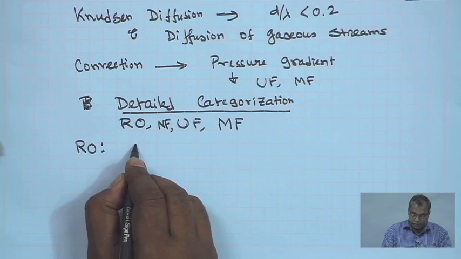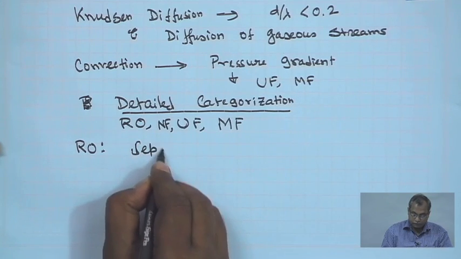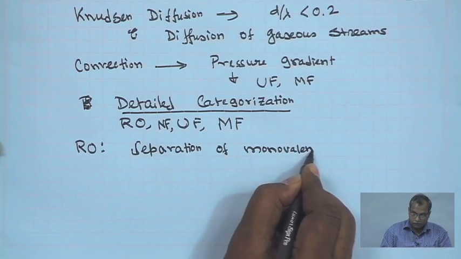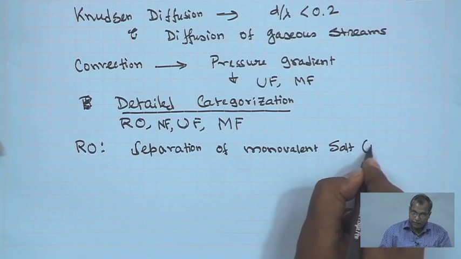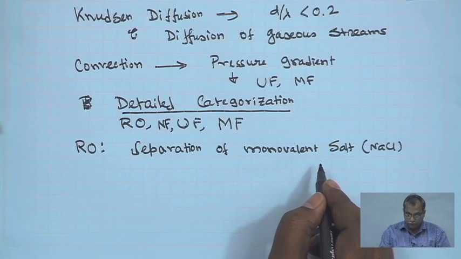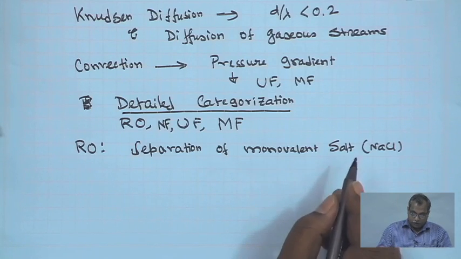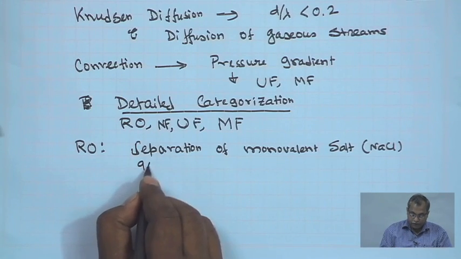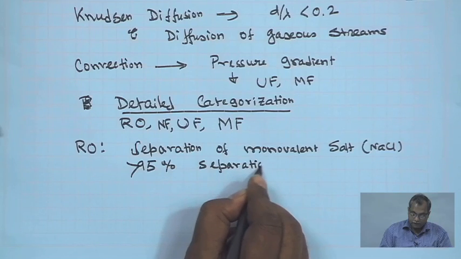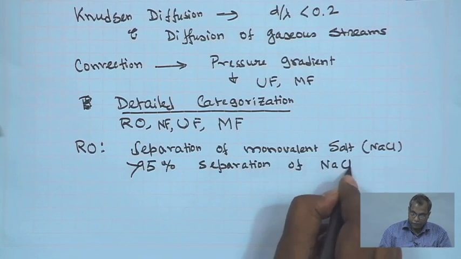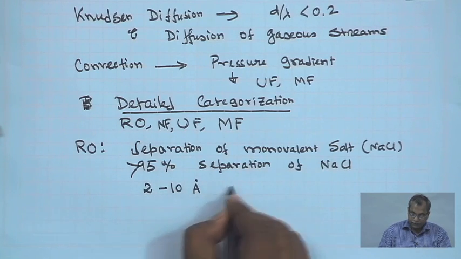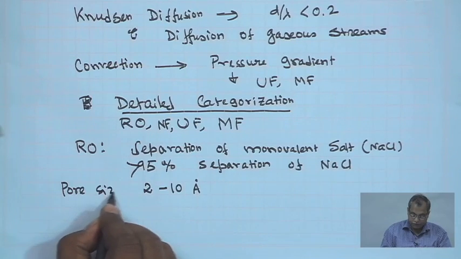In case of reverse osmosis, typically we are talking about separation of monovalent salt, like NaCl. This is widely used for desalination to produce potable water from saline water, such as sea water. A good reverse osmosis membrane means we are definitely talking about more than 95% separation or rejection of sodium chloride. And typically the pore size varies from 2 to 10 angstrom. That is a typical range of pore size in a reverse osmosis membrane.